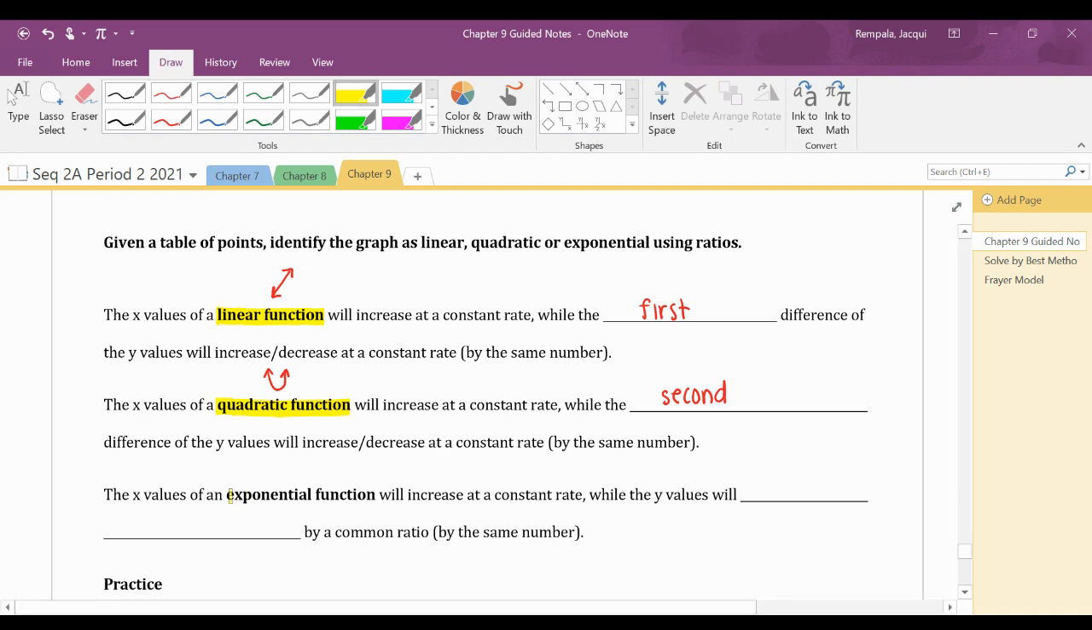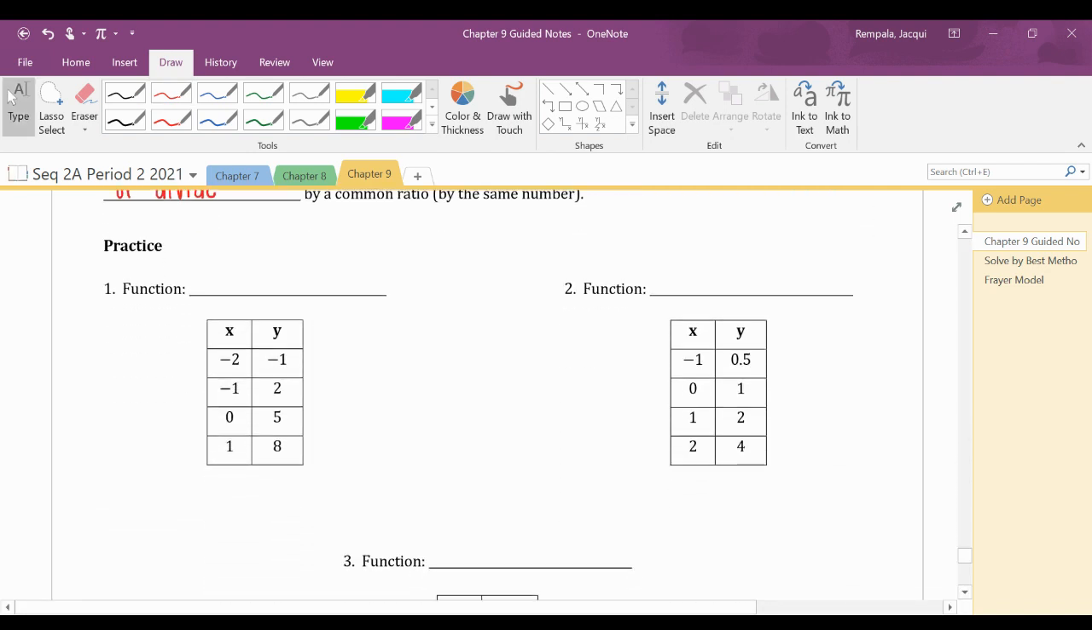If we are dealing with an exponential function, which remember kind of looks like a curve like that, kind of like a J a little bit, the x values of an exponential function will increase at a constant rate, while the y values will multiply or divide by a common ratio, meaning the same number. Okay, so let's take a look at all of this by looking at these charts. We're going to determine, just based off this and not by drawing a picture, what we're dealing with.